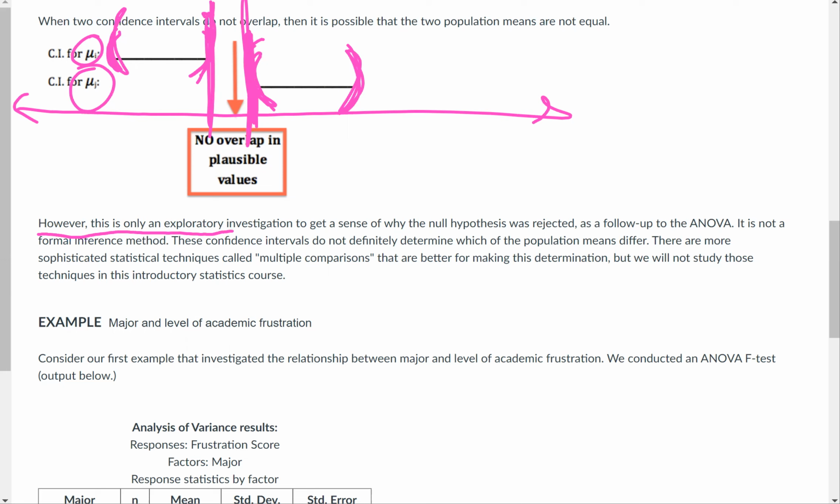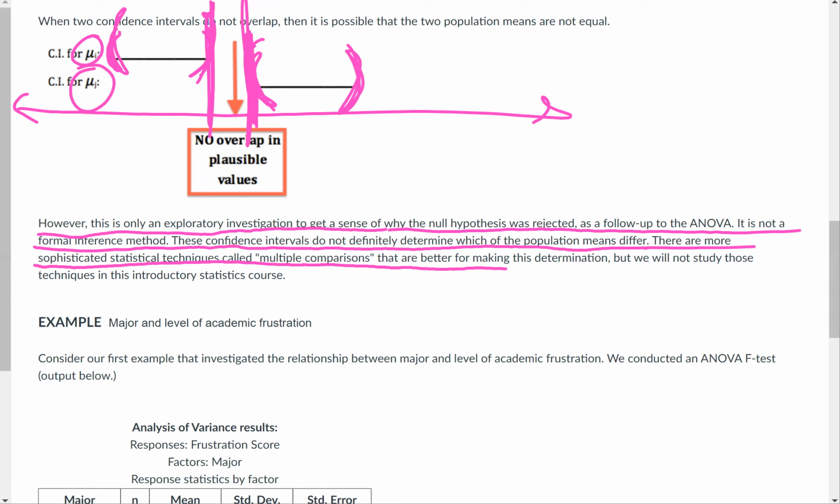However, this is only an exploratory investigation to get a sense of why the null hypothesis was rejected as a follow-up to the ANOVA. It's not a formal inference method. These confidence intervals do not definitely determine which of the population means differ. There are more sophisticated statistical techniques called multiple comparisons that are better for making this determination. But we will not study these techniques in this introductory statistics course. You might see it if you have to take another statistics course in the future.